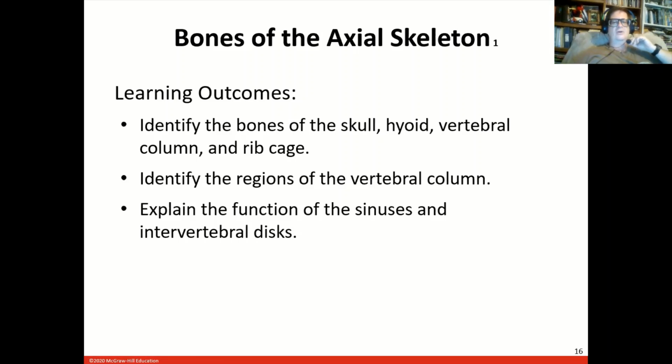Next, we'll talk about different regions of the vertebral column. You can tell based on what size the spinous process is, what angle it is, things like that. Those can help you tell when you pick up a vertebra where in the back it came from. I'll also talk about the function of sinuses and intervertebral discs. Sinuses are the spaces in the bone, and they can lighten the bone, and because they tend to be lined in epithelial tissue, they can warm and moisten the air. All super important. When you're breathing in, you want that air warmed and moistened before it hits the lungs.